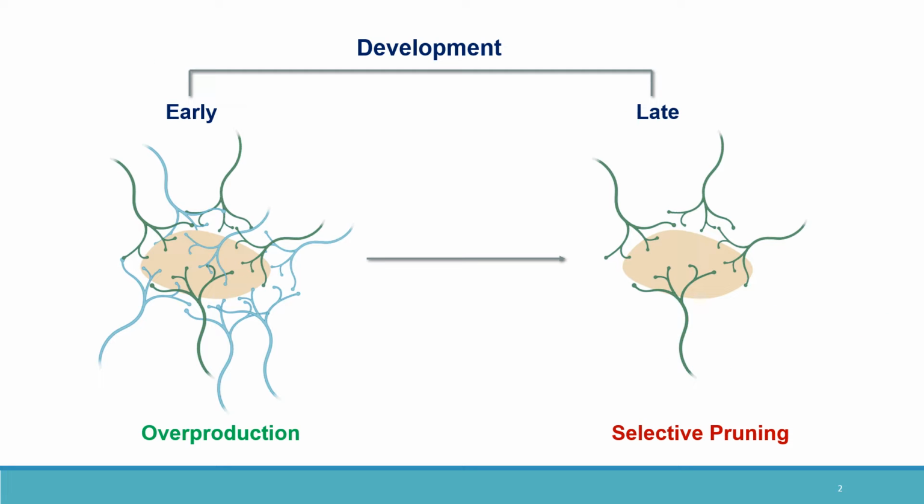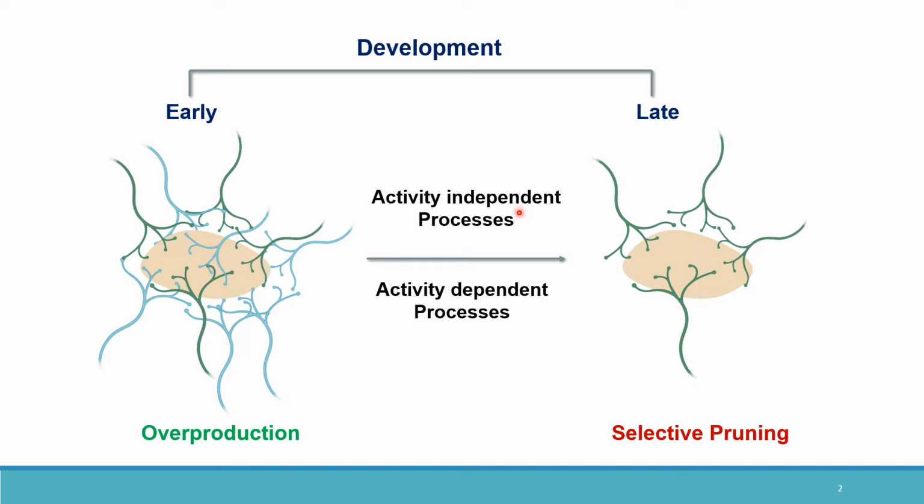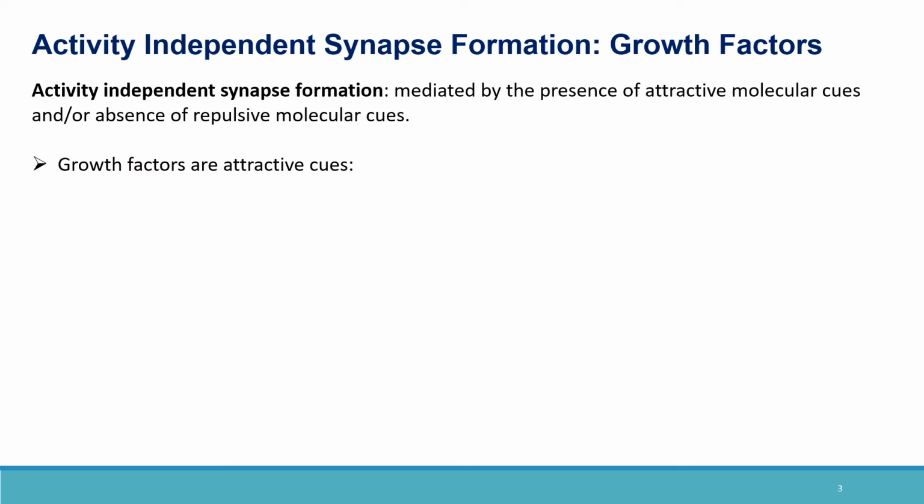Once axons reach their target tissue, they start forming connections. During early development, multiple axons innervate the same tissue by forming redundant connections. Over time, precise neuronal connections are formed by eliminating the unnecessary or weak connections and selectively strengthening the functionally important connection. The transition from overproduction to selective pruning is mediated by activity-independent and activity-dependent processes.